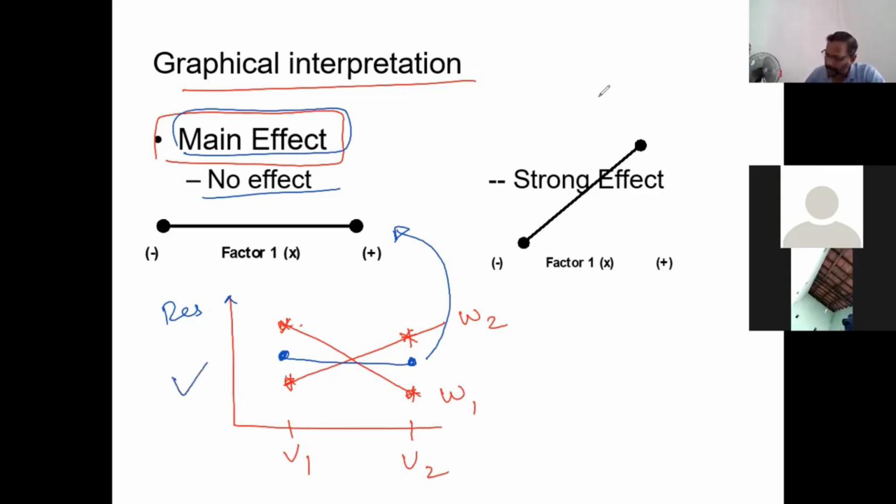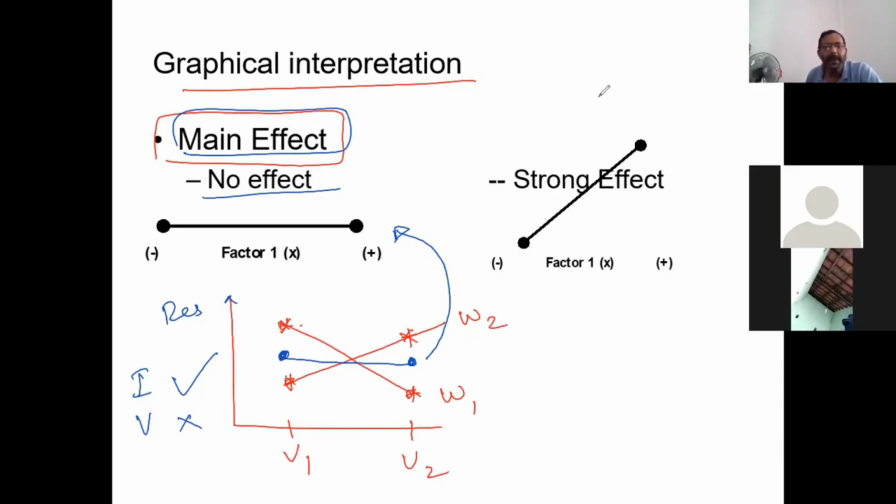We say here we have interaction. Interaction is present, but the main effect of variety is not present, because the average line is parallel to the x-axis. So we could call it as there is no main effect of variety, right? No main effects of variety.